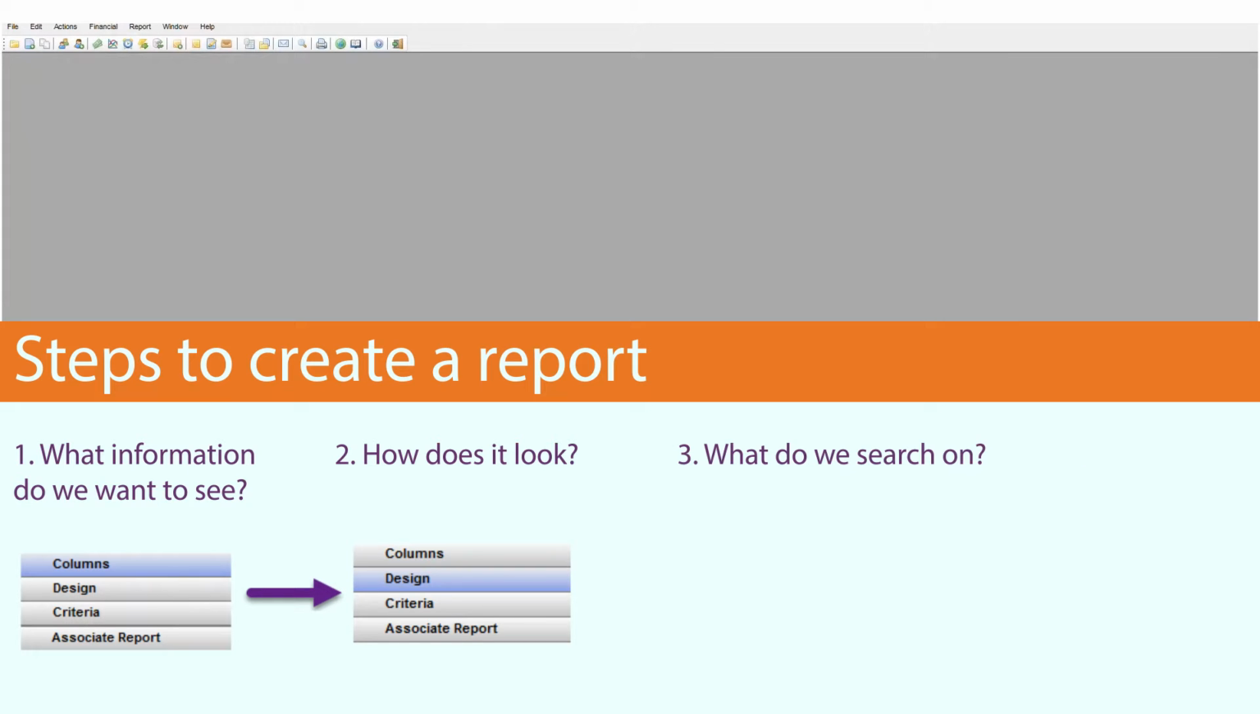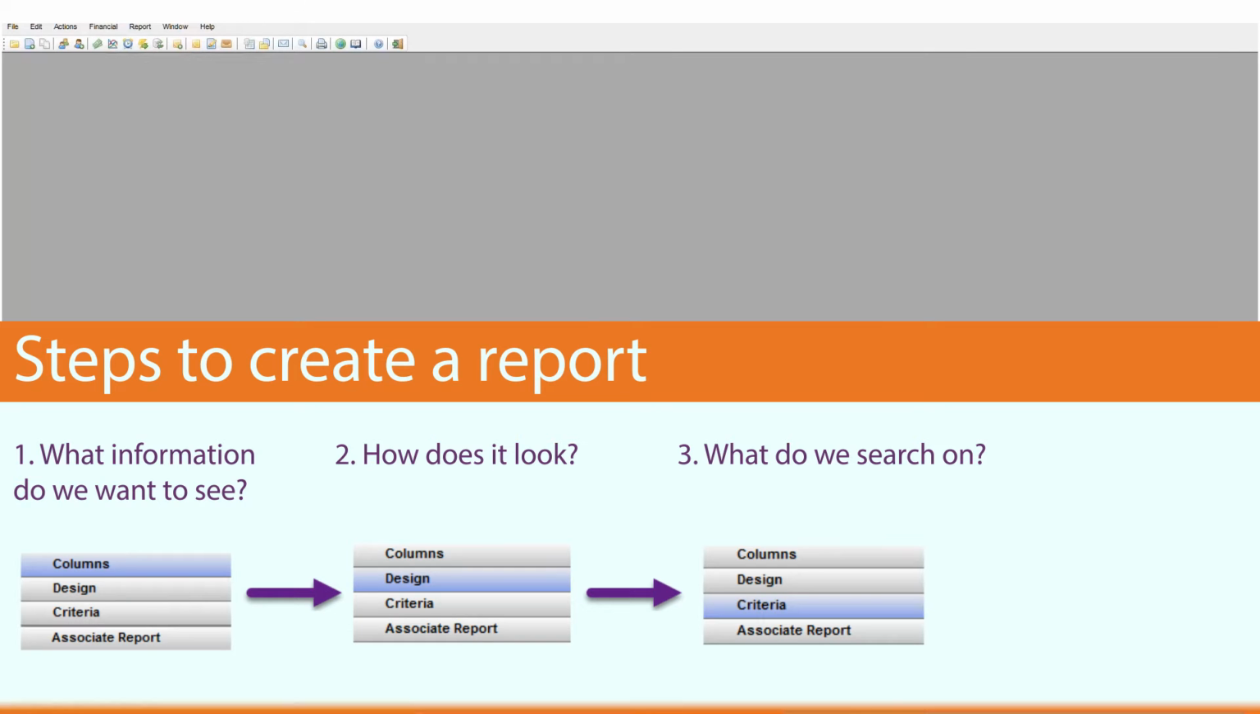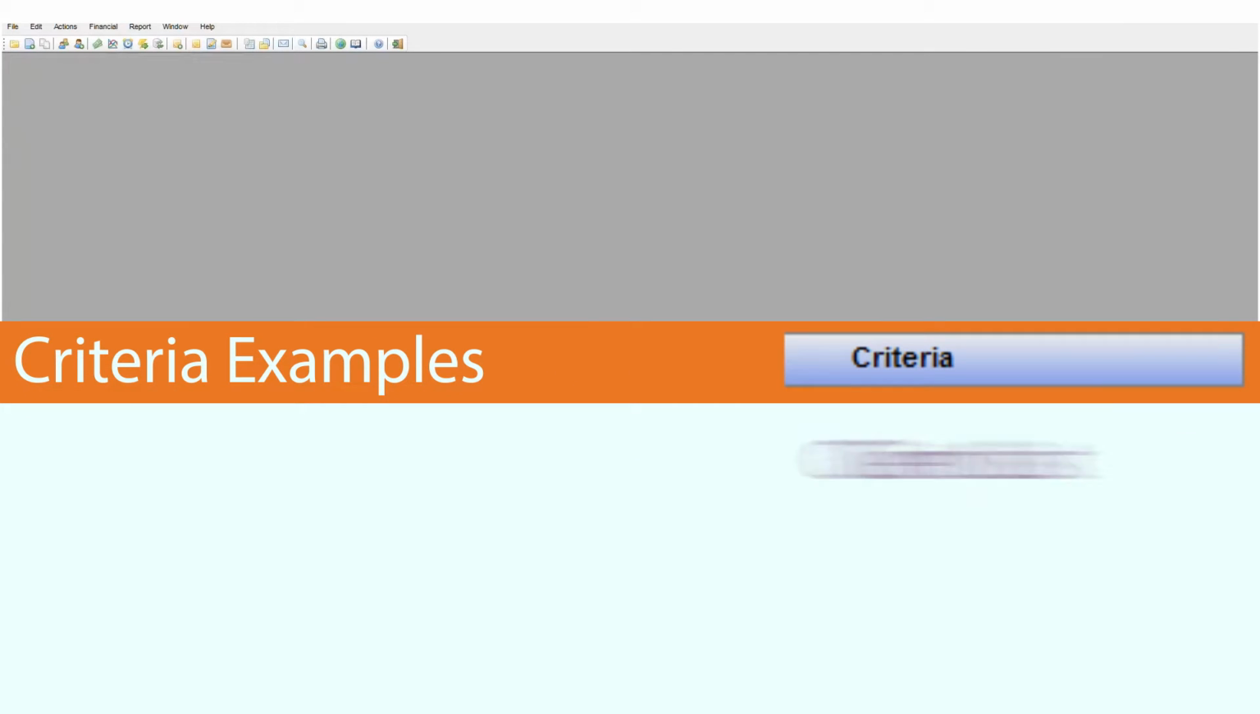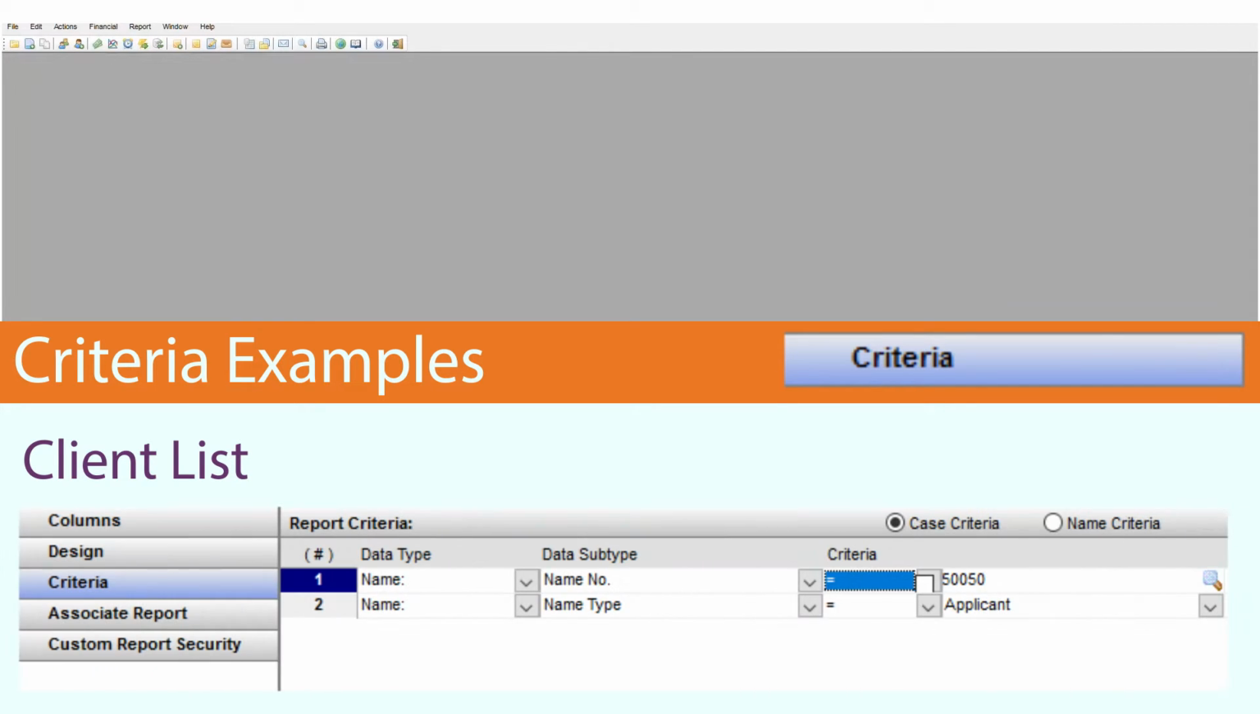The third step is the criteria step. What information should I give the report to get the results I need? This step is best explained in an example. I want to create a client list report showing all cases for a client. This is then based on name number. So when the user runs my custom report, they need to provide a name number and a name type. These 2 fields are my criteria, and I set this in the criteria step.